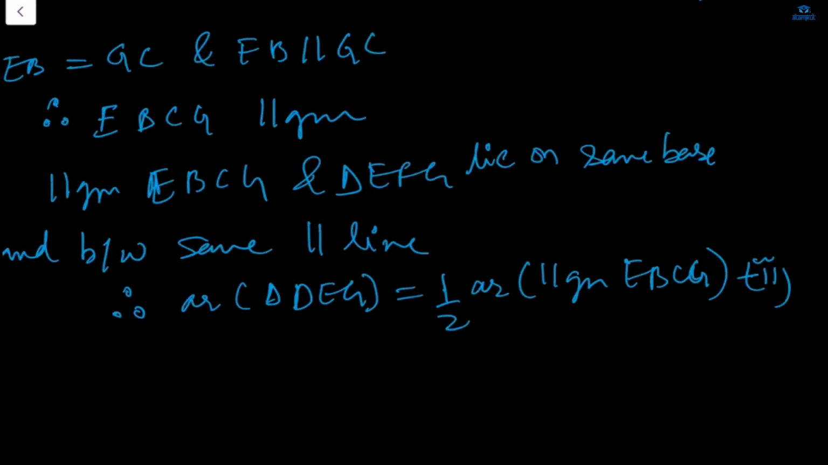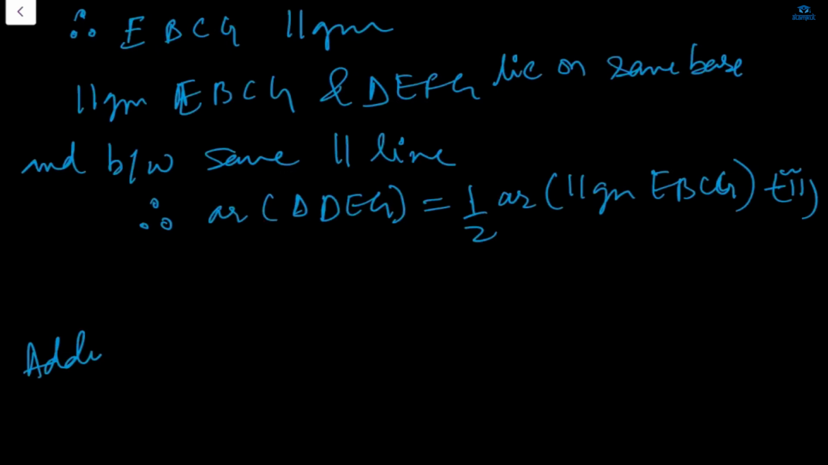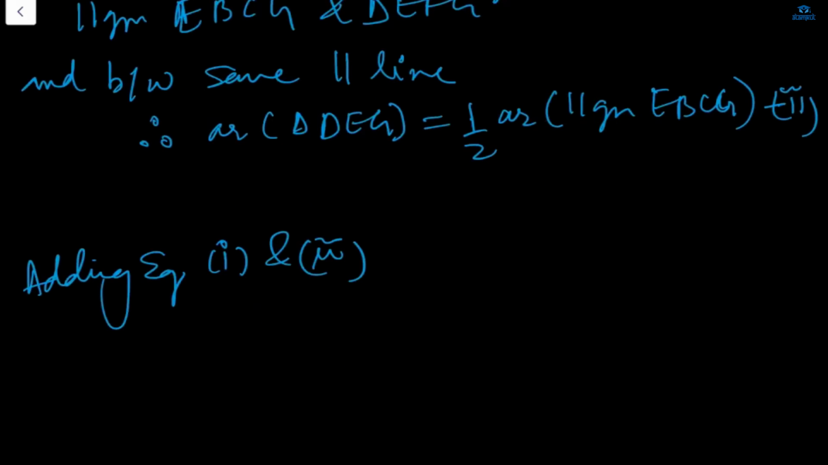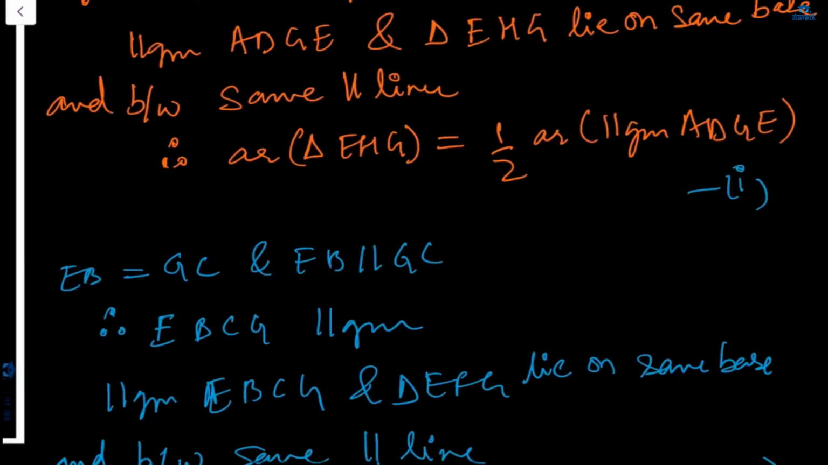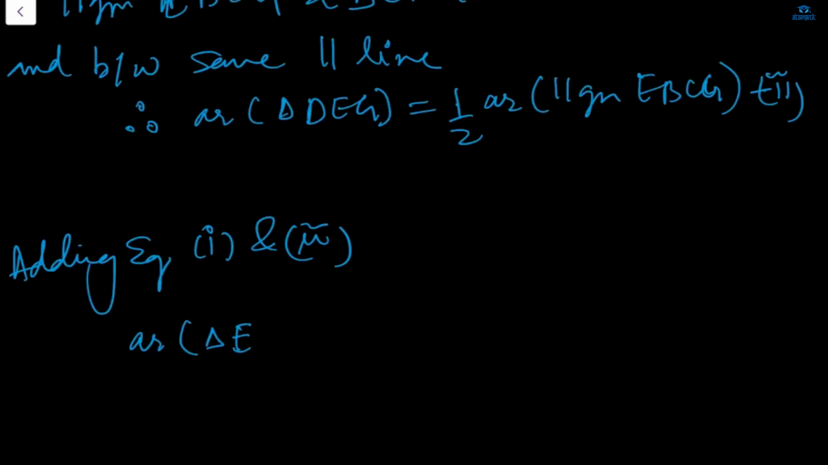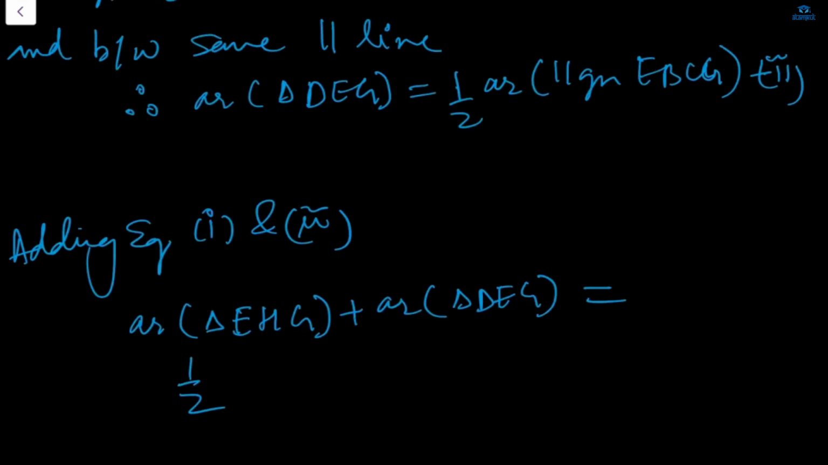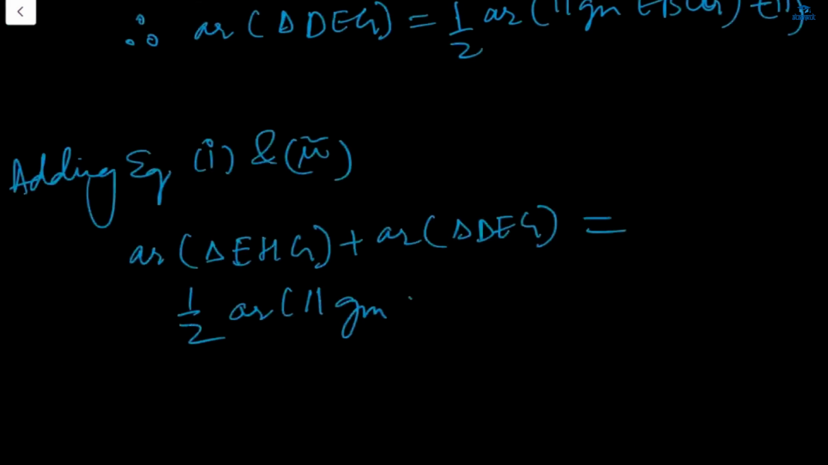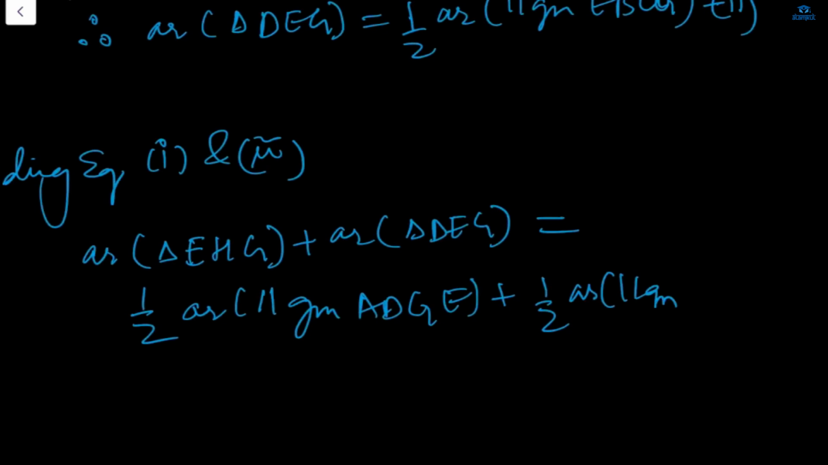Now adding both the equations. Okay, adding equation first and second. Now, if you add the equations, what you will get is area of triangle EHG plus area of triangle EFG will be equal to half area of parallelogram ADGE plus half area of parallelogram EBCG.